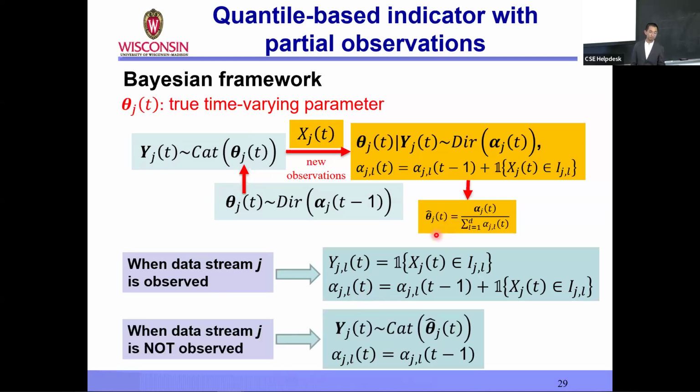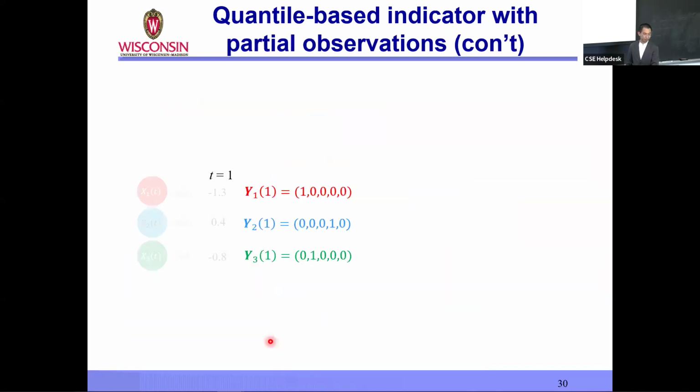But when the data stream is not observed, we generate a random sample from the categorical distribution with the estimated theta hat as the parameter. This idea is kind of like Thompson sampling. We draw a sample to compensate for the unobserved variables. So far we have constructed the indicators for both observed and unobserved data streams.